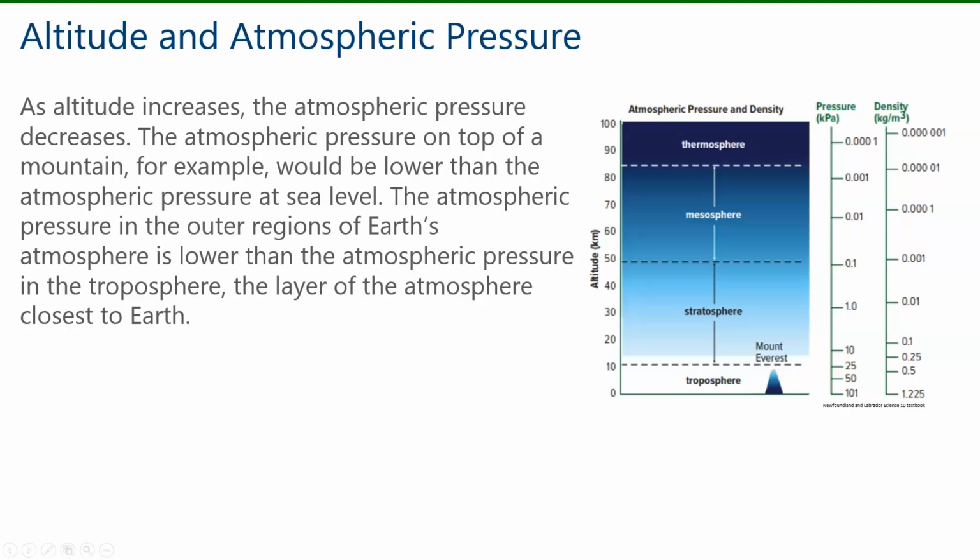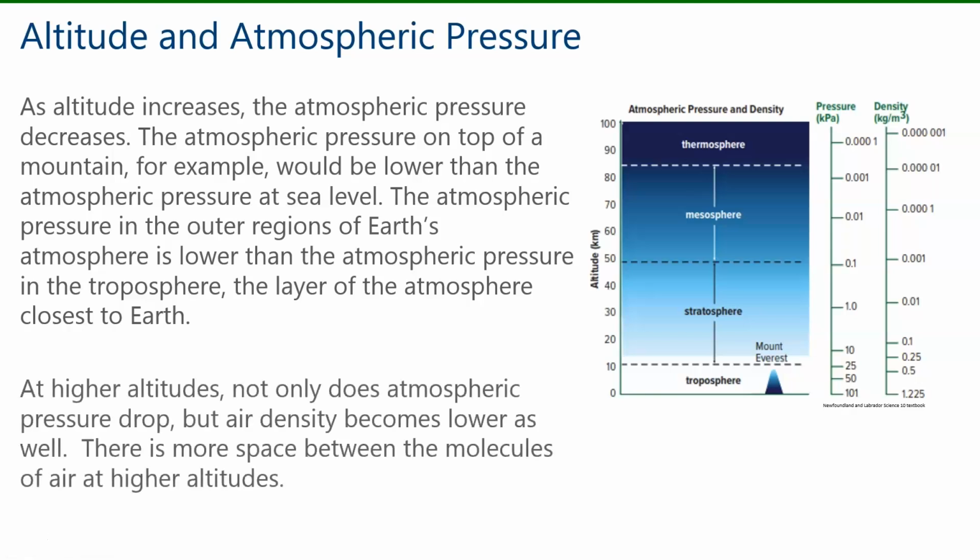Let's look at the atmospheric pressure when the altitude is 10 kilometers. When the altitude is 10 kilometers, the air pressure is about 25 kilopascals. Now let's look at the atmospheric pressure when the altitude is about 95 kilometers. Here the atmospheric pressure is 0.0001 kilopascals. So notice that with increasing altitude, the atmospheric pressure decreases.